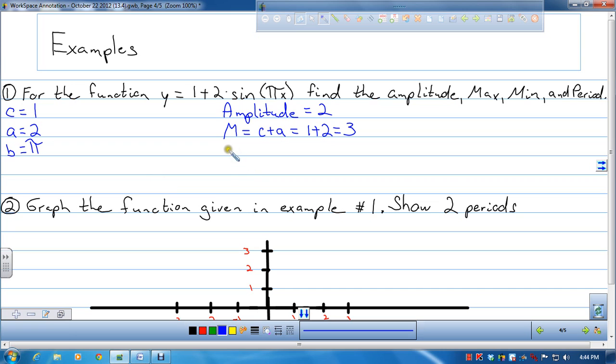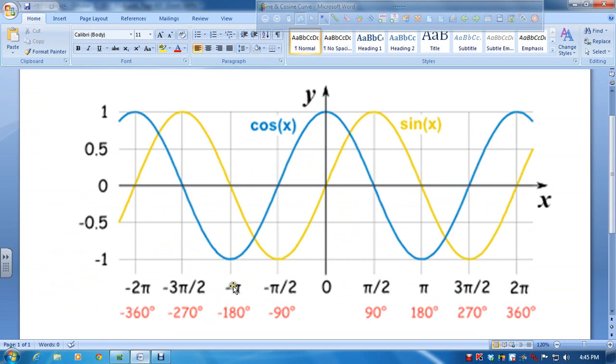Remember that our minimum is C minus A, which would be 1 minus 2 to give me -1. So I'm just thinking to myself right now, the maximum of this sine graph would be at 3, and the minimum's at -1.